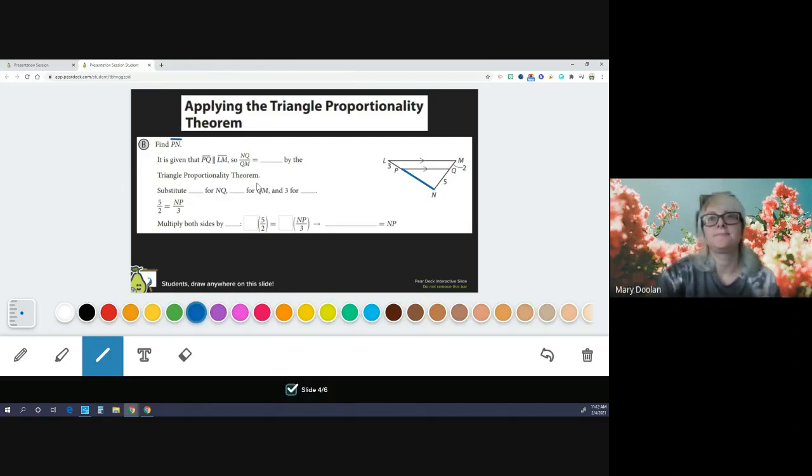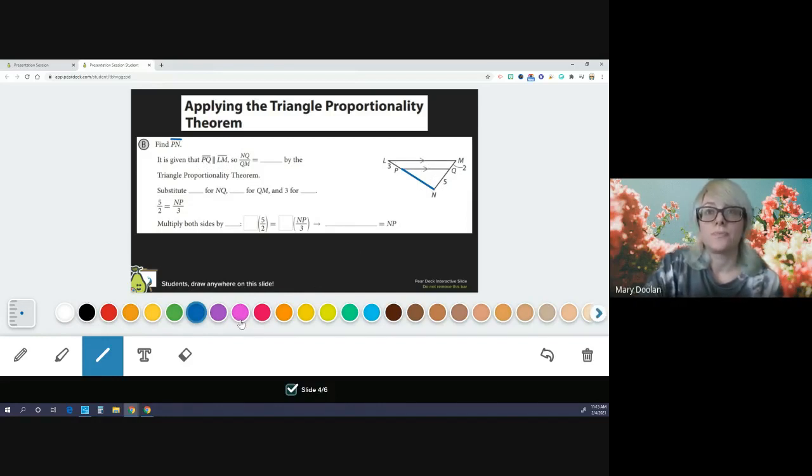And if you look at this picture, you can see there is a triangle, MLN, okay, the big triangle. And there is a pair of parallel segments, okay? LM is parallel to PQ. And it says that. It is given that PQ is parallel to LM. You can see that from the picture, okay? That's what those little arrows mean. It means those line segments are parallel.